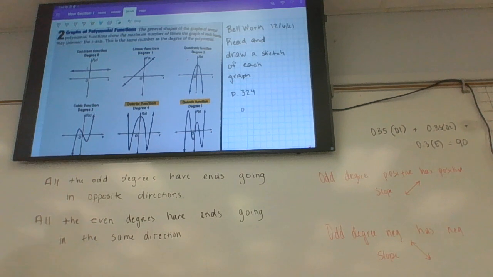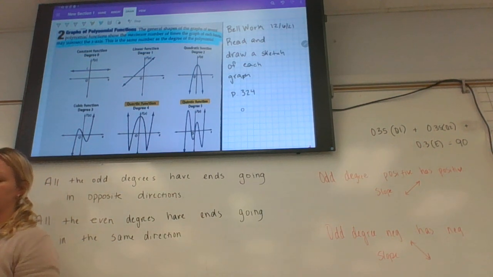Alright, so what are we looking at pattern-wise here on page 324? We're talking about end behavior in degrees. The general shape on a graph of several polynomials shows the maximum number of times the graph of each function may intersect the x-axis. This is the same number as the degree of the polynomial.